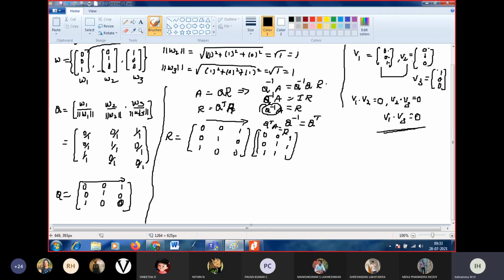First row, first column: 0 into 0, 0 plus 0 into 0, 0 plus 1 into 1, 1. That is 0 plus 0 plus 1, that is 1. Directly I will write it as 1. Next, first row, second column: 0 into 0, 0 into 1, 1 into 1. We got 1. Right? Next, first row, third column: 1 into 0, 0 into 1, 0 into 1, 1 into 1. We got 1, 1, 1. Is it right, first row? Yes, ma'am. Okay, go for the second row.